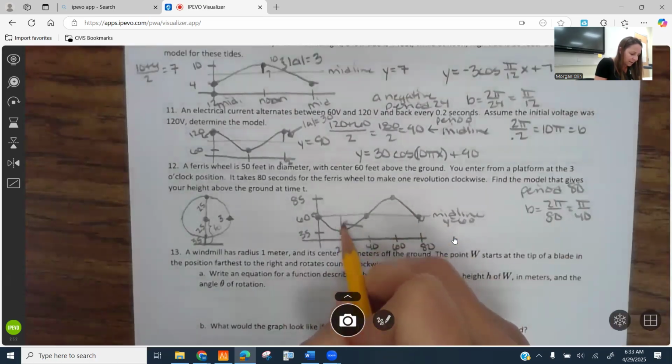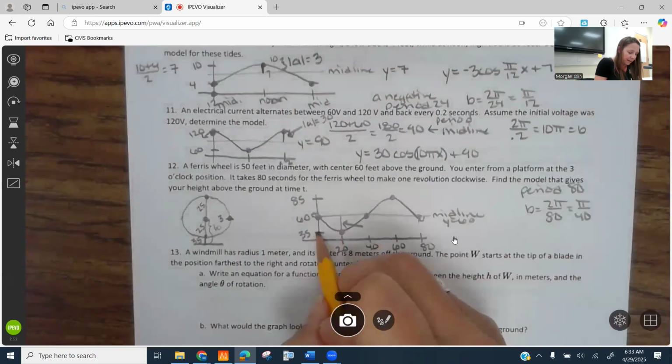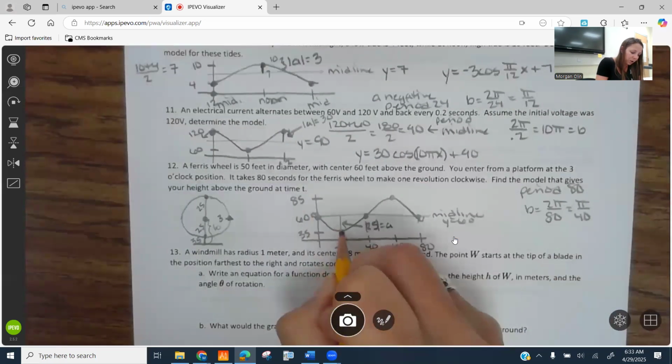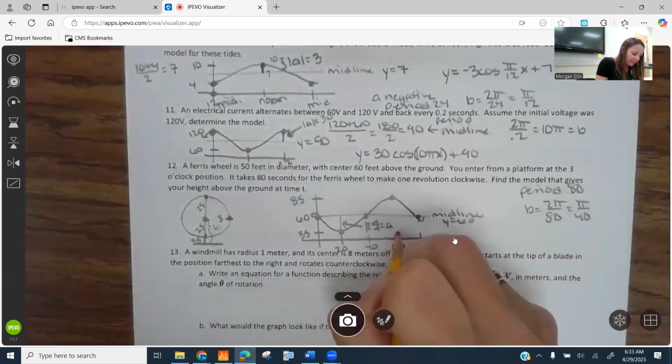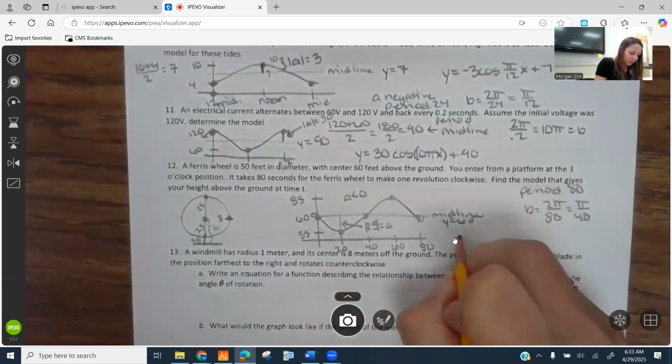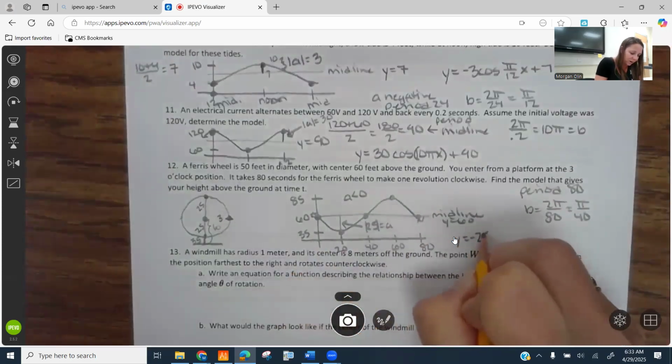Okay. The distance between that and that, think 35 and 60, is 25. That's my, I'll say, absolute value of A. But do you see how this goes below? So my A is actually going to be less than 0. It's going to be negative. So let's start out with that. It's going to be negative 25.